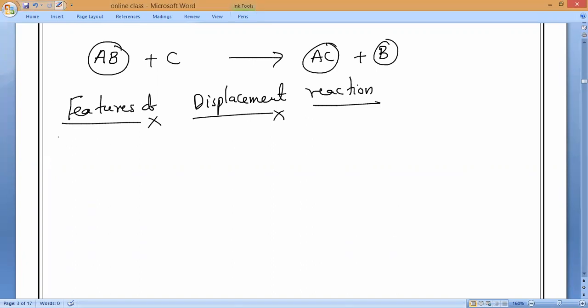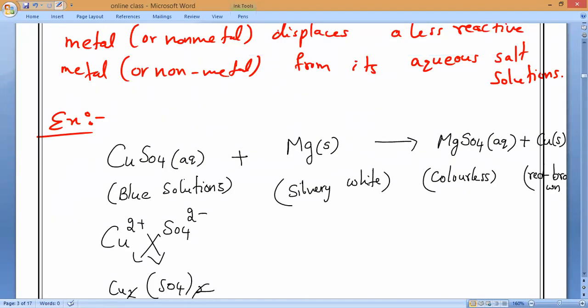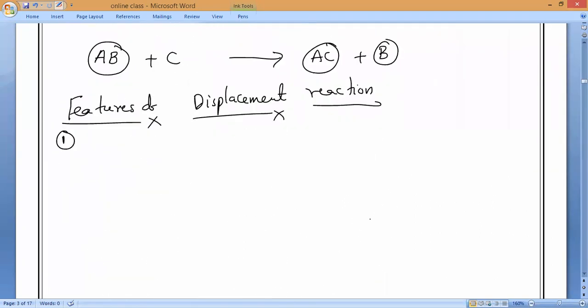Features of displacement reaction. First one. You might be observing the above example. What is taking place? Anybody observe deeply and tell me what is taking place here. I'm not asking about the example. Here you can observe I mentioned something, the arrow. Color. Change in colors. Yes or no, guys? So in all these displacement reactions, color change may take place. Okay, that is the first thing.